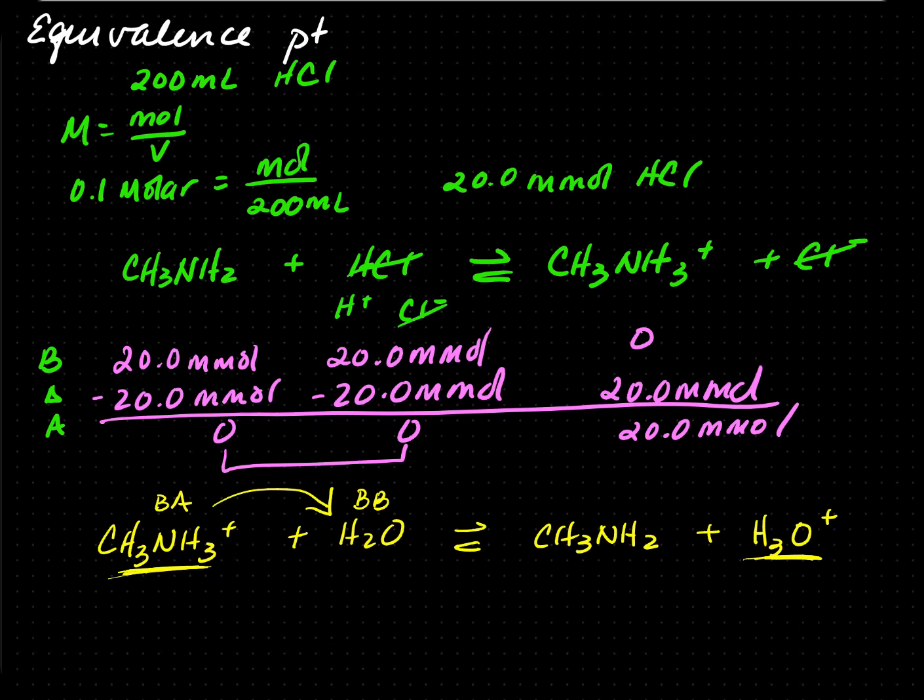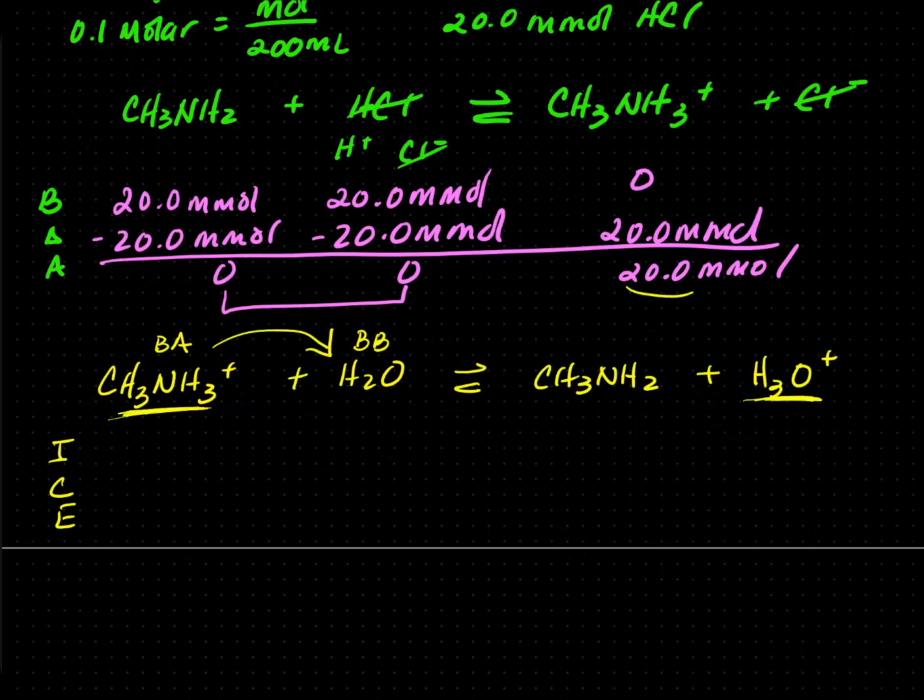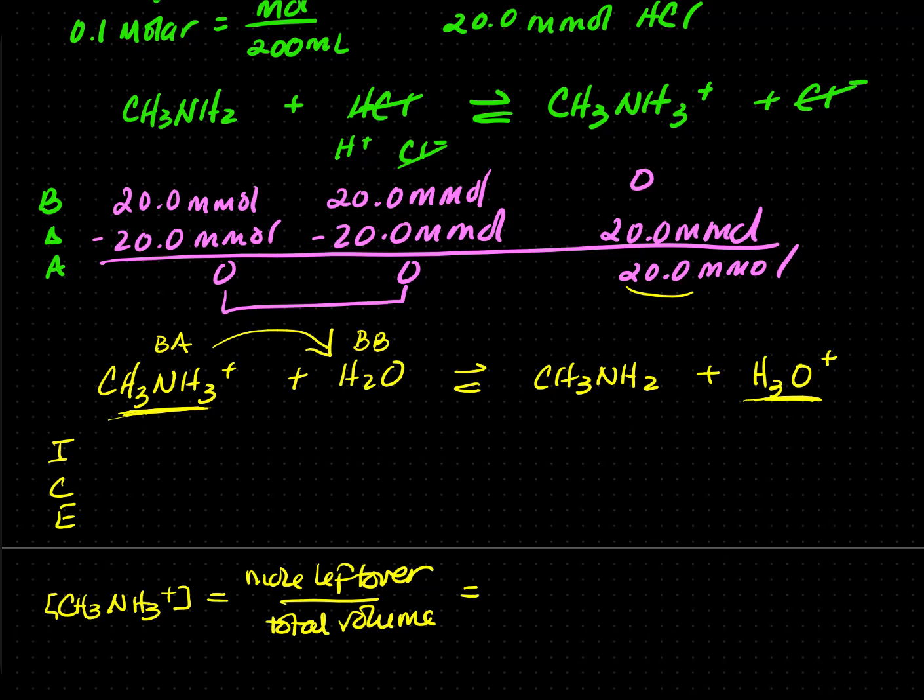So I'm going to complete an ICE table. To complete my ICE table, I need to find the concentration of the conjugate acid. It's going to be the moles left over the total volume. Moles left over is from the acid-base equation table. So that's going to be 20 millimoles. And remember, the volume is additive. So we know that we added 200 milliliters of the strong acid and we started with 100 milliliters of the weak base.